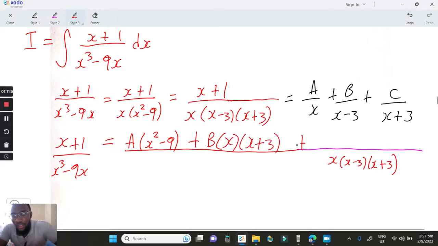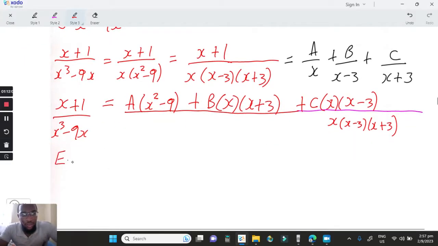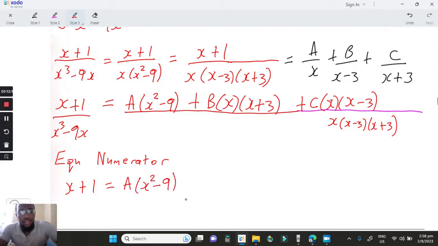Then plus c times x minus 3, now, because the plus 3 is cancelled. So equating numerators, we have x plus 1 is equal to a in bracket x squared minus 9, plus bx times x plus 3, plus cx times x minus 3.